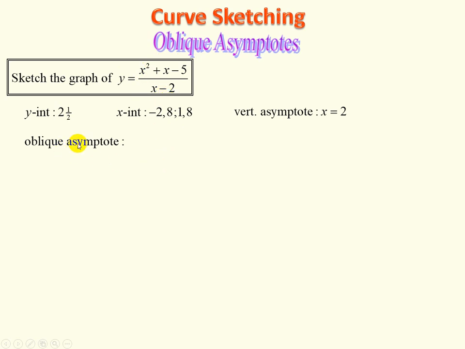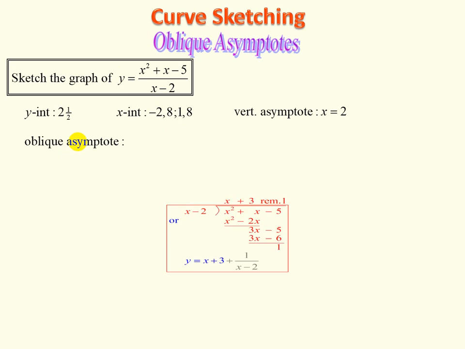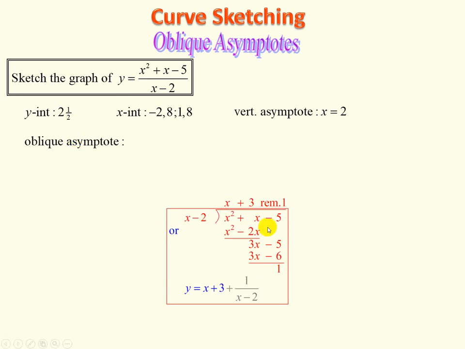Oblique asymptote. Right, here we are. We're going to divide. We know it has an oblique asymptote because the numerator has a higher degree. So let's do the division, x minus 2 into x squared plus x minus 5. And there we end up with x plus 3, remainder 1, which means y equals x plus 3 plus 1 still to be divided by x minus 2. And there is our oblique asymptote.